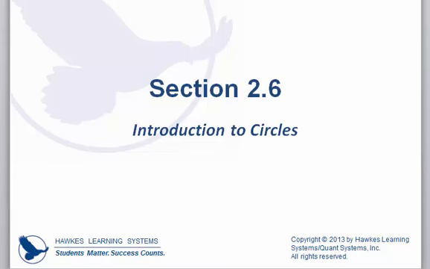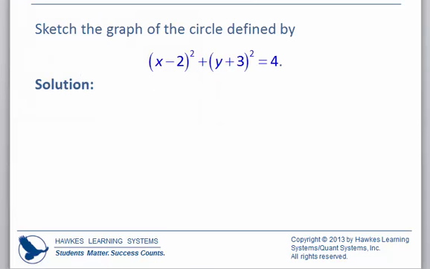We'll now continue our discussion of section 2.6 on the introduction of circles. Our next example asks us to sketch a graph of the circle defined by (x − 2)² + (y + 3)² = 4.